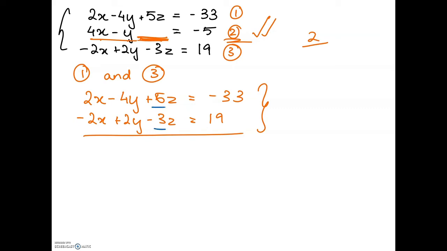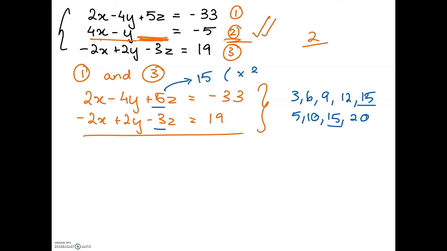So we're going to find the lowest common multiple of 3 and 5. So multiples of 3 would be 3, 6, 9, 12, and 15. And 5 would be 5, 10, 15, 20. Now you can see that the lowest common multiple is 15, so let's use 15. So to get from 5 to 15, we have to multiply by 3. To get from 3 to 15, we need to multiply by 5.